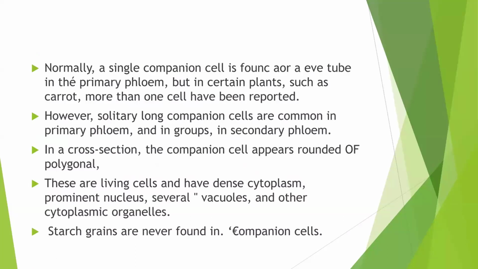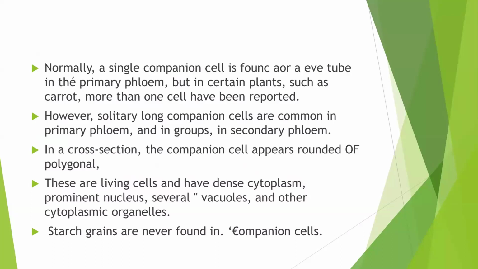Normally a single companion cell is found with a sieve tube in the primary phloem, but in certain plants such as carrot, more than one cell has been reported. However, solitary long companion cells are common in the primary phloem and in groups in the secondary. So generally in primary phloem only one companion cell is present, whereas in secondary phloem a group of companion cells are present. In a cross section, the companion cells appear round, polygonal, or rectangular in shape.